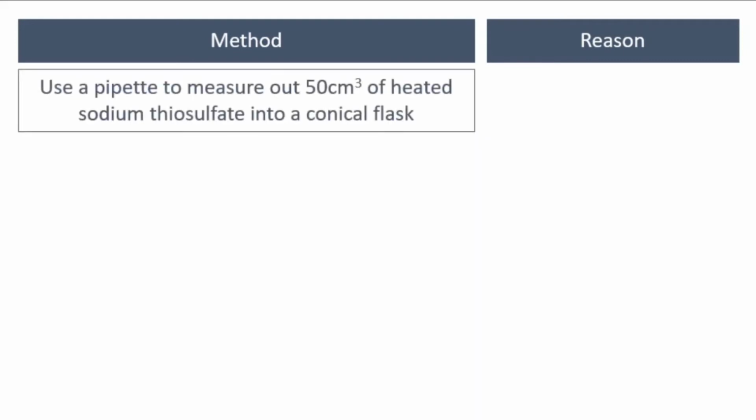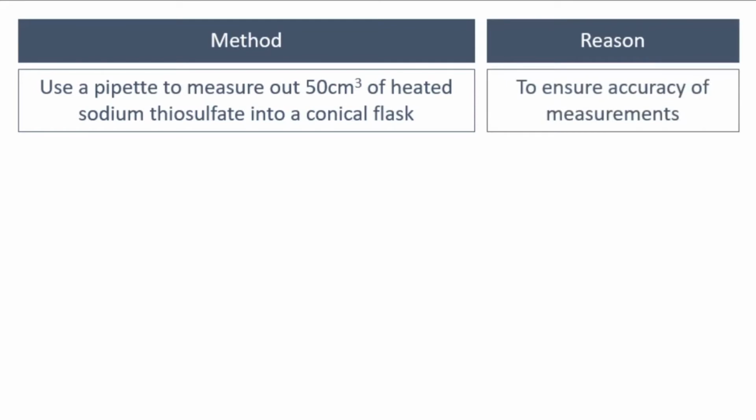So the first thing you want to do is use a pipette to measure out 50 centimeters cubed of your heated sodium thiosulfate solution into a conical flask. So what's the key thing I'm doing here, and what's the reason why I'm doing it? Excellent. I'm using a pipette for accuracy. So it's about choosing the correct piece of equipment. That's what they're looking for here.